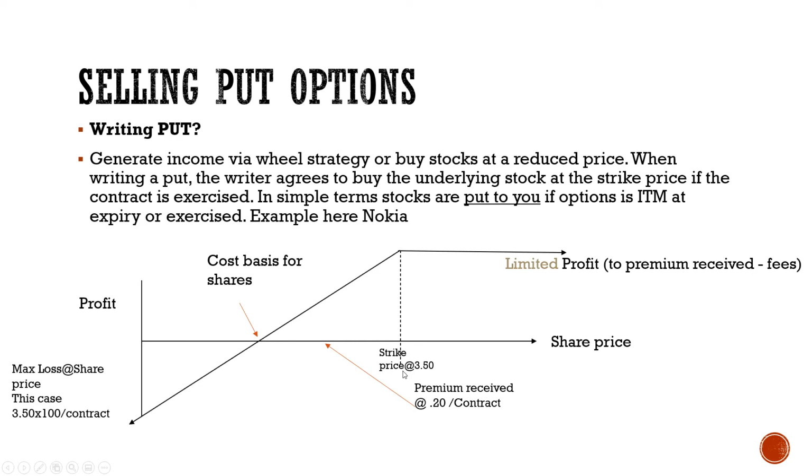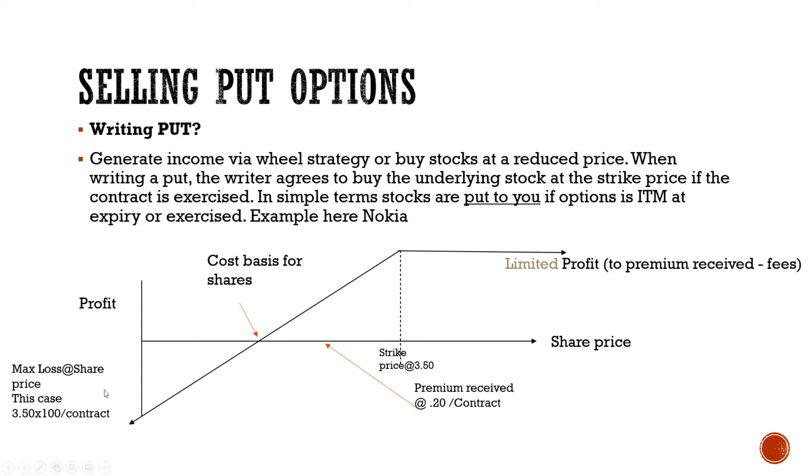For my trade, I have used Nokia, and the strike price which I have taken was €3.50, and the premium which I have collected was 0.2 per share. Which means my cost basis for the shares, if it will be assigned to me, will be 3.50 minus 20 cents, which is 3.30 per share.